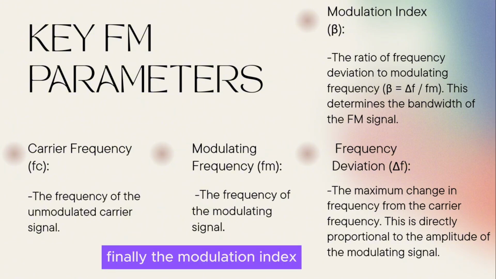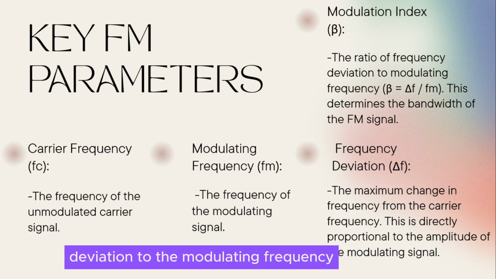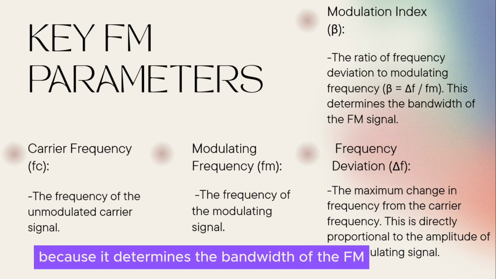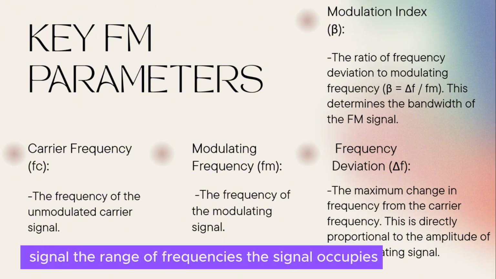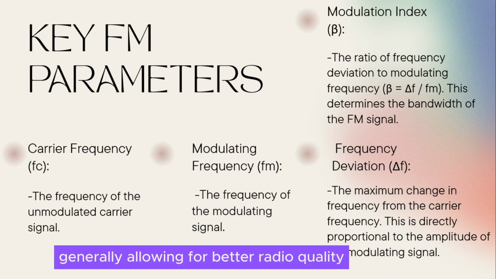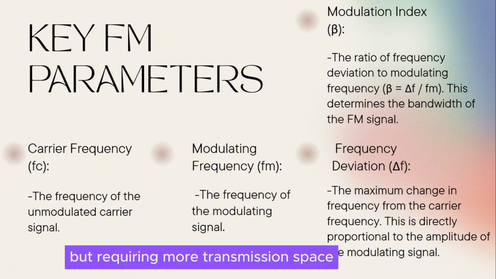Finally, the modulation index. This is the ratio of the frequency deviation to the modulating frequency. The modulation index is critical because it determines the bandwidth of the FM signal, the range of frequencies the signal occupies. A higher modulation index means a wider bandwidth, generally allowing for better radio quality but requiring more transmission space.